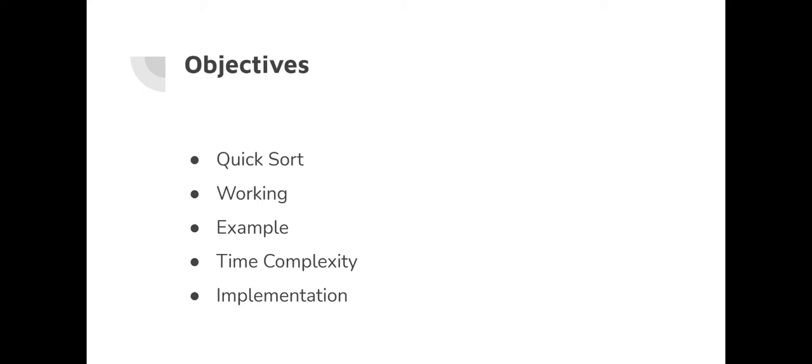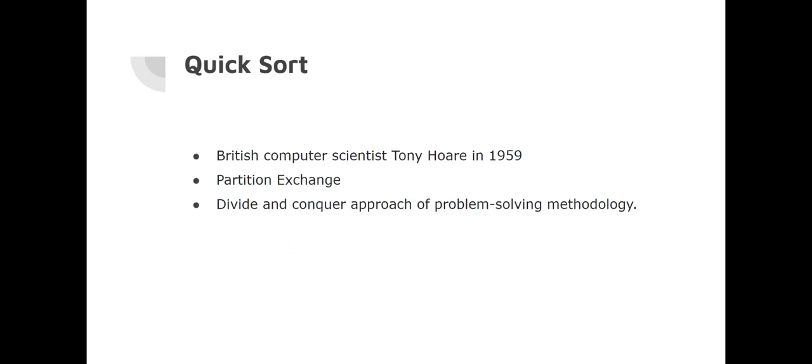So what do you mean by quick sort? How is it actually going to work? The algorithm was developed by a British computer scientist, Tony Hoare, in 1959. The name quick sort comes from the fact that quick sort is capable of sorting a list of data elements significantly faster than any of the other common sorting algorithms.